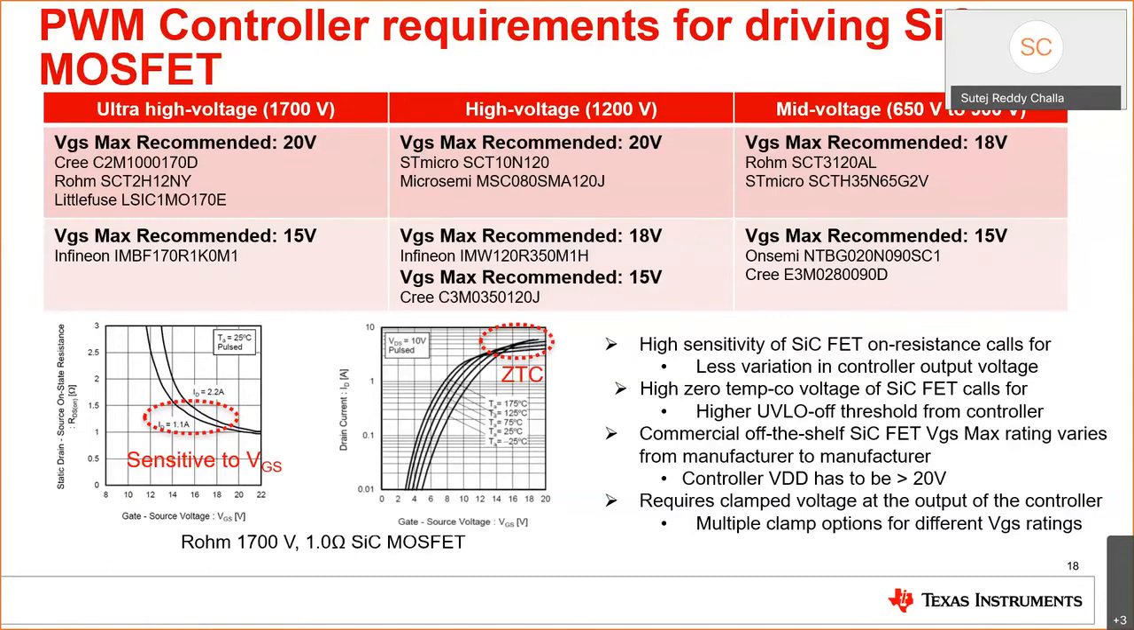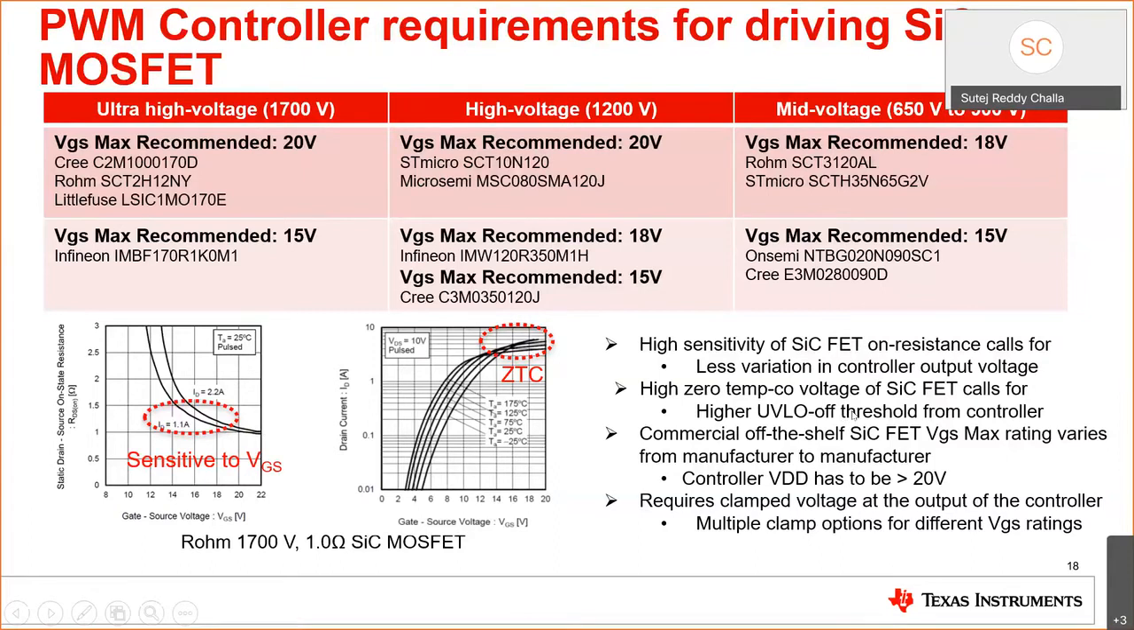On top of this, the silicon carbide MOSFET on resistance is very sensitive to the gate voltage. On the extreme left bottom, you can see the on resistance of the silicon carbide MOSFET varies drastically with the VGS. So in order to drive the silicon carbide MOSFET efficiently, the PWM controller should have an output which is close to its maximum recommended value, and also the variation in the gate voltage or the output voltage of the controller should be as small as possible. So this is the first and primary requirement for the PWM controller, which is to drive the VGS gate of the silicon carbide MOSFET nearly at its max recommended voltage.